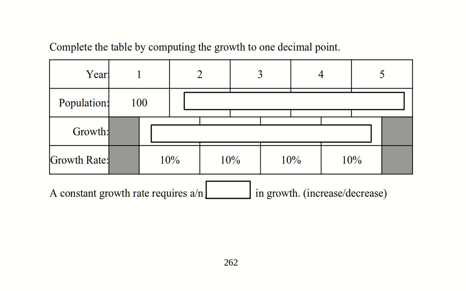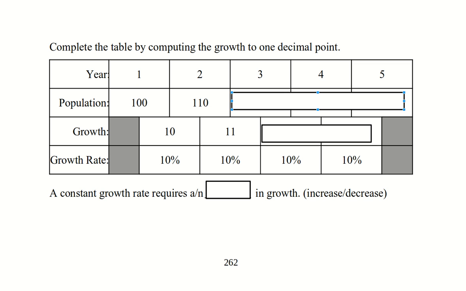So first off, we figure out what the growth would be in the first year. So we ask the question, what is 10% of 100? Well, 0.1 times 100 is 10. So in the first year, the growth is 10. Well, that means that the population grows from 100 to 110. Now, if the growth rate is constant, we're still growing at 10%. But now it's 10% of 110. 10% of 110 is 11.